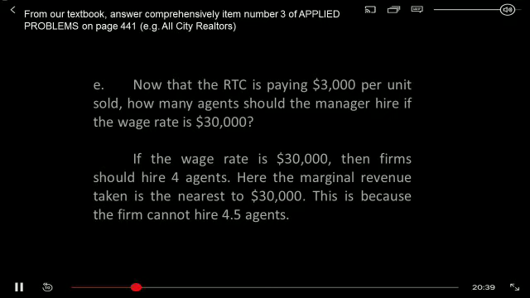Requirement E. So, now that the RTC is paying $3,000 per unit sold, how many agents should the manager hire if the wage rate is $30,000? So, if the wage rate is $30,000, then the firm should hire 4 agents. Why? Here, the marginal value is taken to the nearest $30,000. This is because the firm cannot hire 4.5 agents.